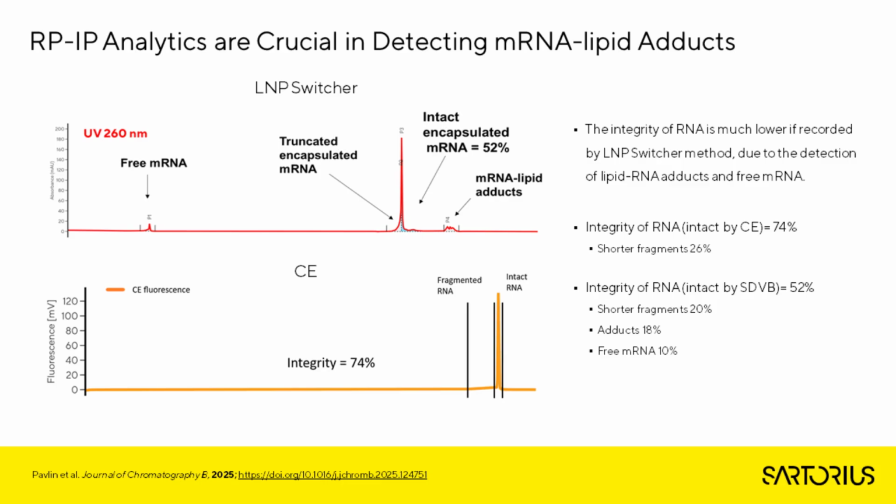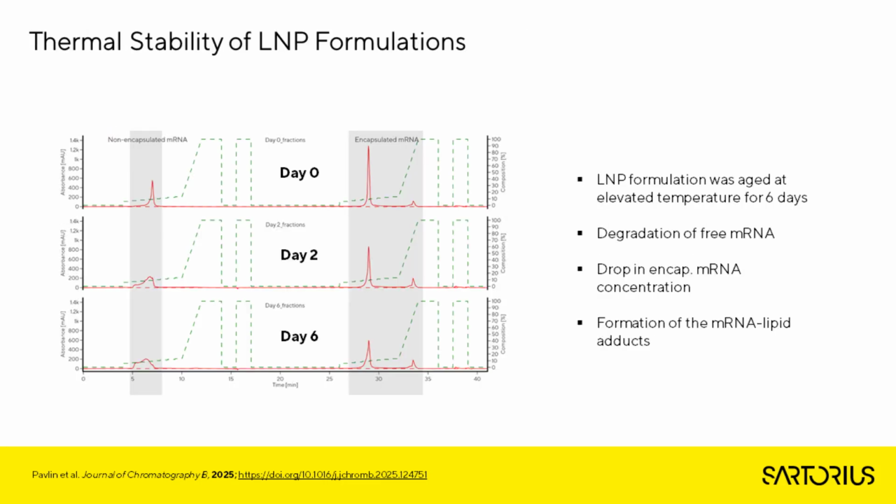So in this case, around 75% of intact mRNA was determined using capillary electrophoresis, but when the same sample was analyzed using LNP switcher, the amount of intact mRNA was only 52%. So again, another evidence that using reverse phase chromatography is crucial to really have insight into what's going on with your payload inside of LNP particles.